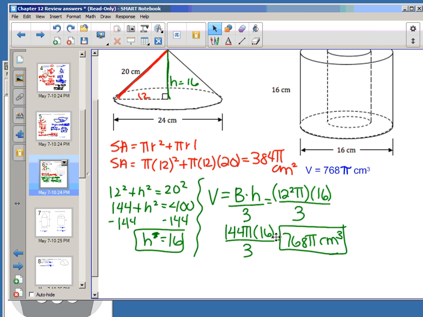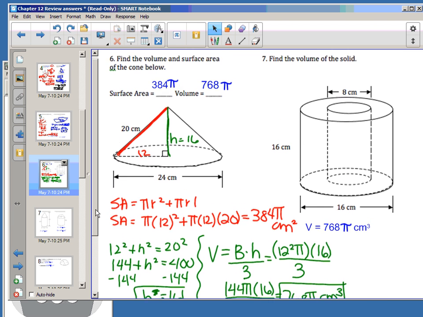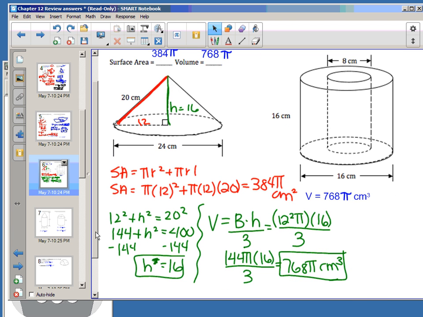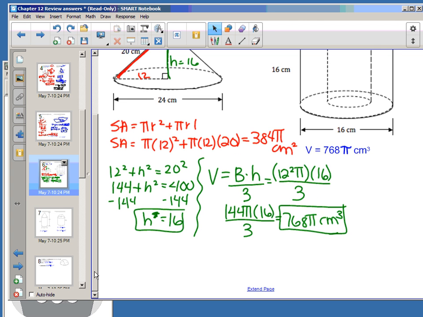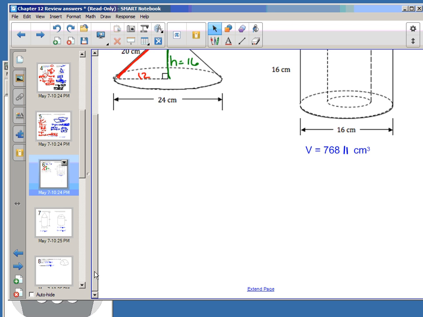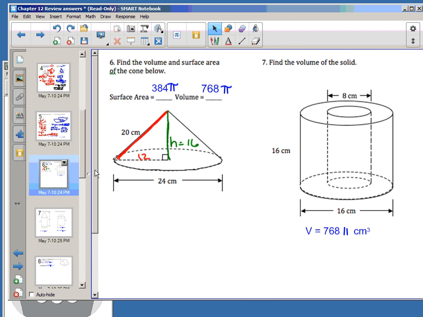Right, so again, surface area, it's a formula. Volume, you have to find the perpendicular height and then find the area of your base, multiply it by the height of the cone, and divide it by 3. So I'm going to erase this now so I can have a little room for the one over here. So now this one actually looks a lot harder than it is. It's the volume of a cylinder with another cylinder cut out of it.